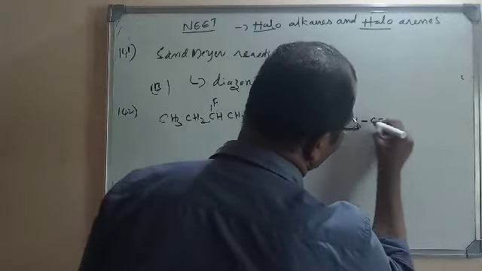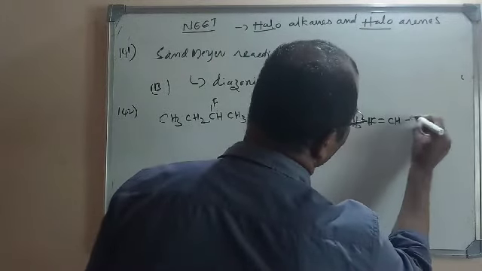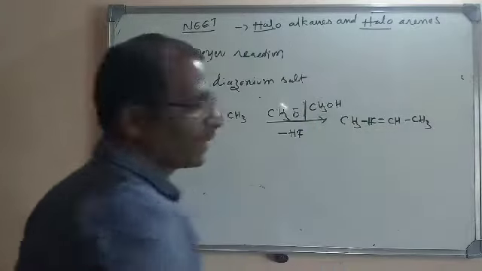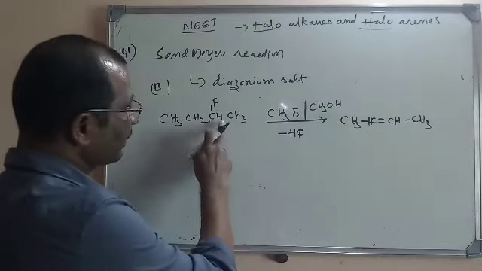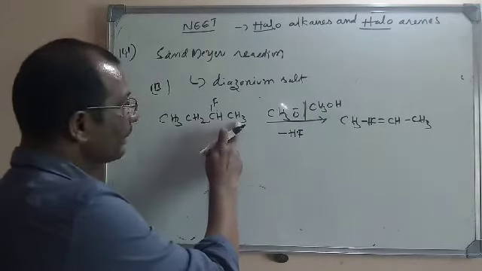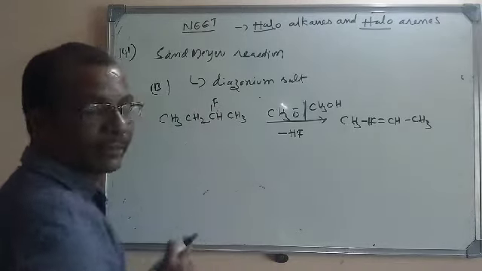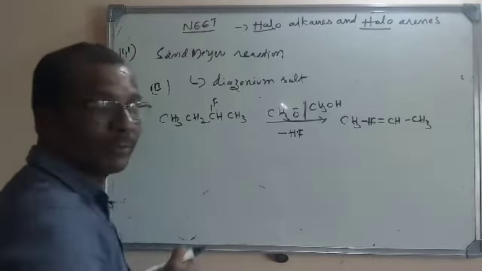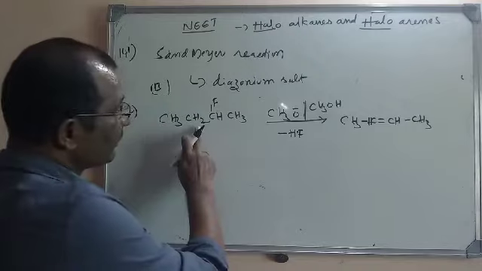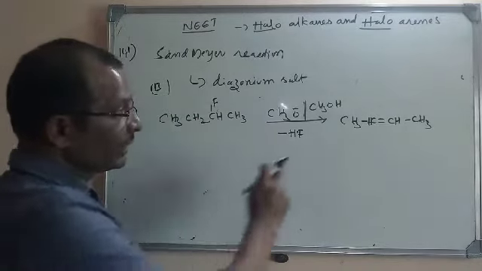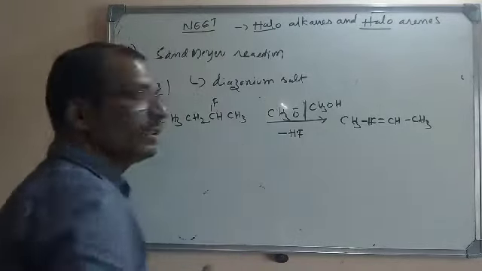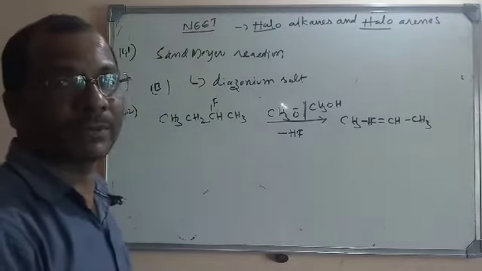CH3. So look here, why I have written this product. For example, here hydrogen can be removed from here and fluorine can be removed here, so that we get 1 butene. If hydrogen is removed here and fluorine is removed here, we get 2 butene. But why is 2 butene the major product?